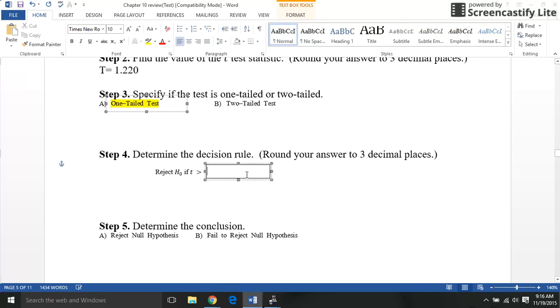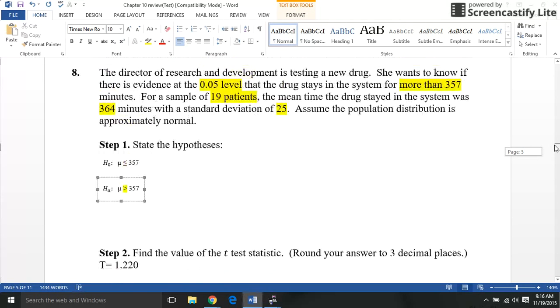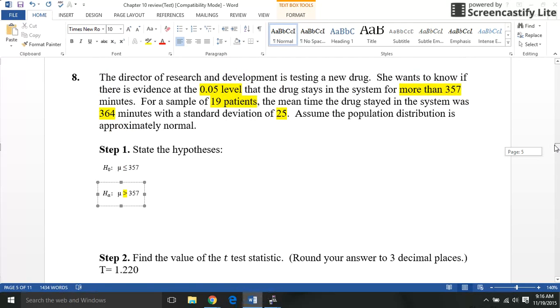All right. To find my decision rule, you're going to go to the table. If you have the book, it's table C. It's the critical values of T. And I knew this is a one-tailed test, and I knew my level of significance was 0.05. The other thing I need to know is my degrees of freedom, which is N minus 1. So if I go back up here, I know that my sample size is 19, but I subtract 1 from it to get N minus 1.